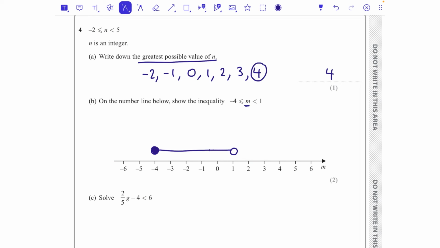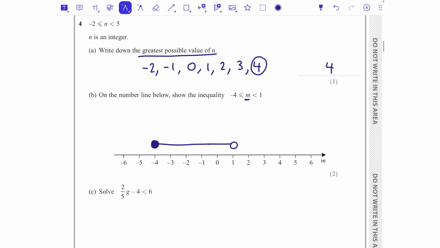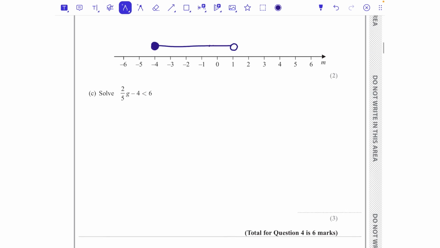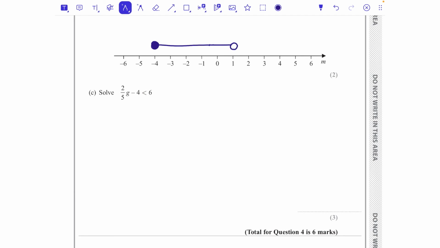So there we go. That's what it needed to look like. And for part C, solve 2/5 g minus 4 is less than 6. Whenever we're solving equations, what we do to one side, we do to the other. The first thing I'm going to do is add 4 to both sides. So 2/5 g is less than 10.